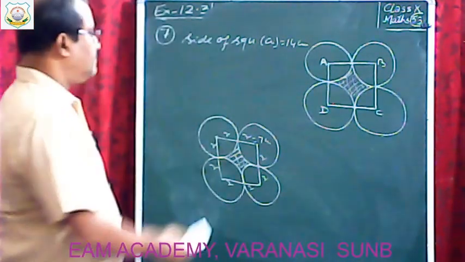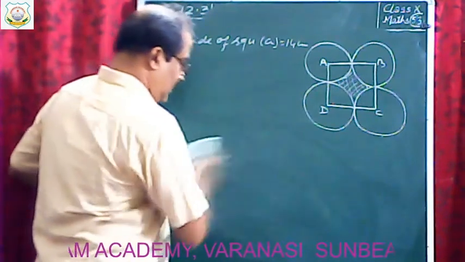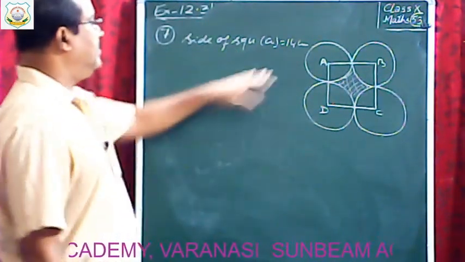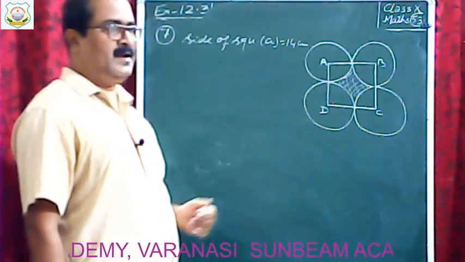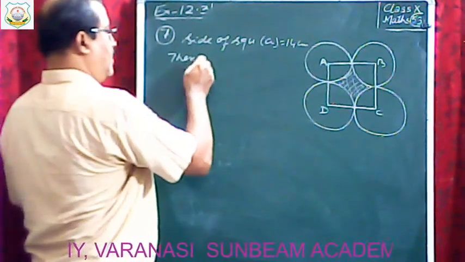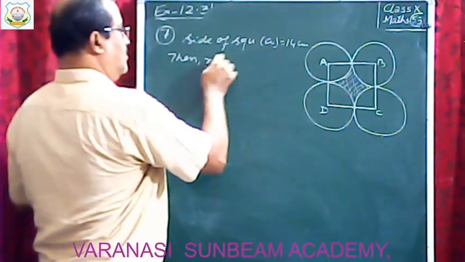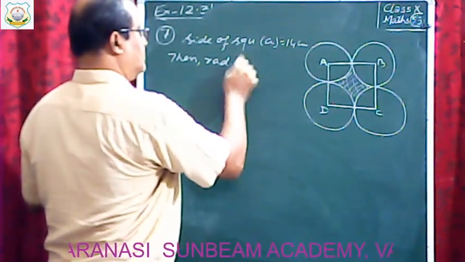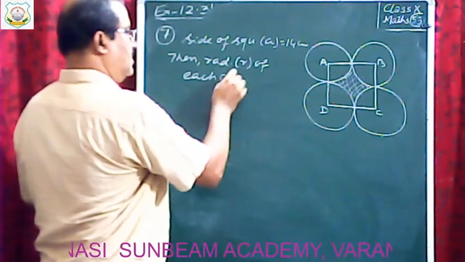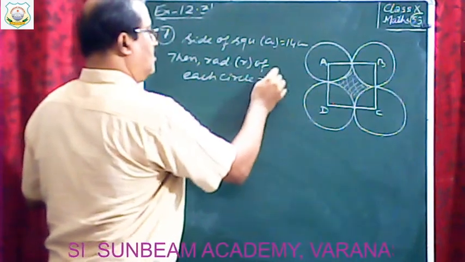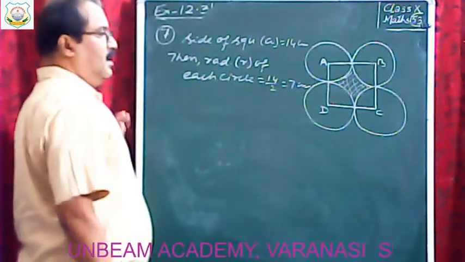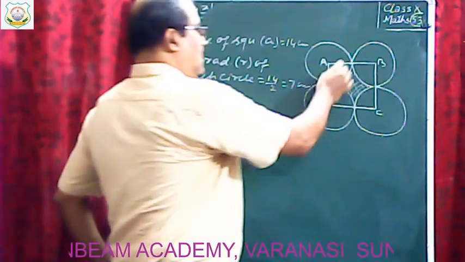So in this case, as given in the book, the side is 14 centimeter, then you have to find the radius. Radius of each circle equals 14 by 2 equals 7 centimeter. Okay, now let's see.